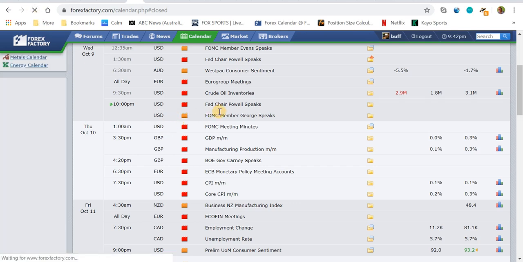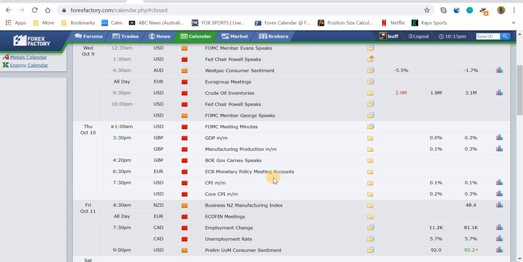So that was Fed Chair Powell speaks. So it's gone. So this might be a little at 1 a.m., which is in less than 3 hours, the FOMC meeting minutes, which could be a market mover. It's a high impact, red. Then we've got GDP at the UK, manufacturing. Carney, the Bank of England governor, speaks tomorrow.